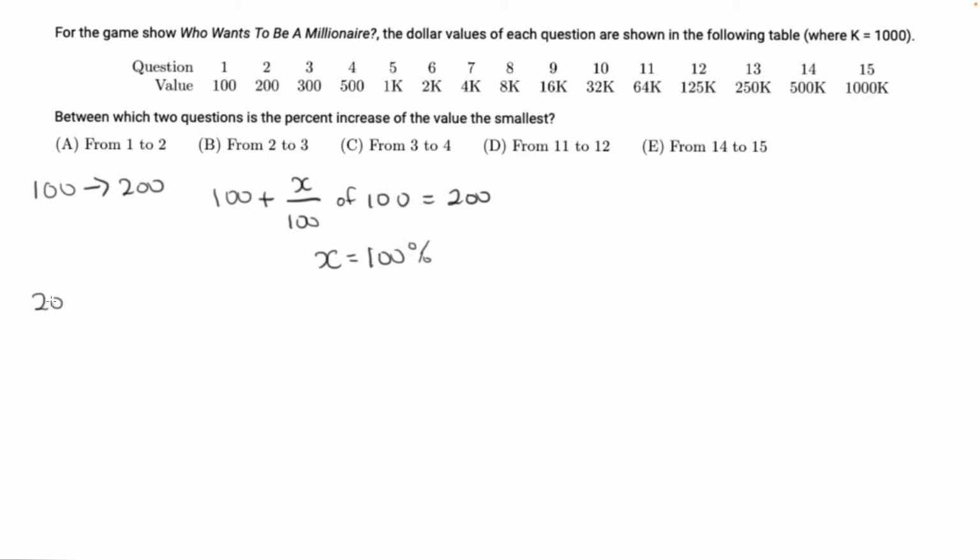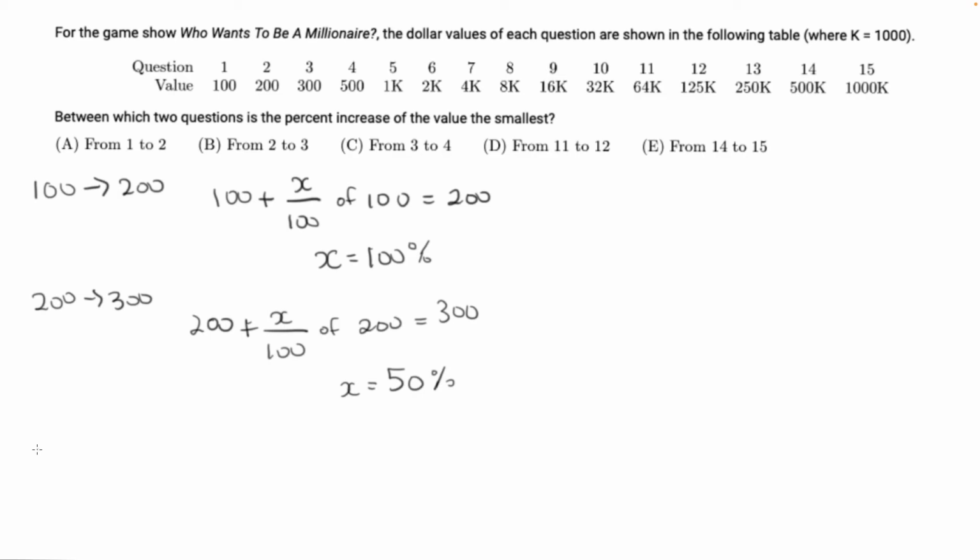And then if we have 200 to 300, we get the original value of 200 plus x percentage of the $200 value, and that equals 300. So if we find x, we get 50%.